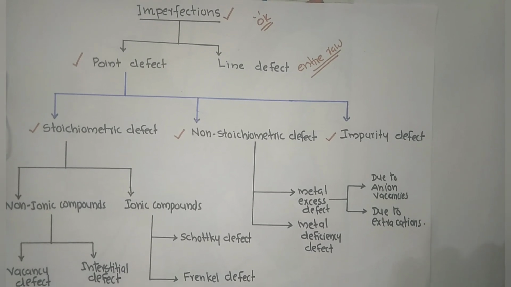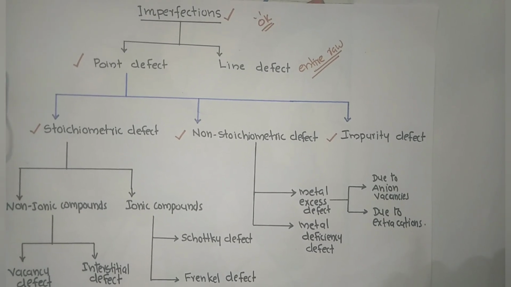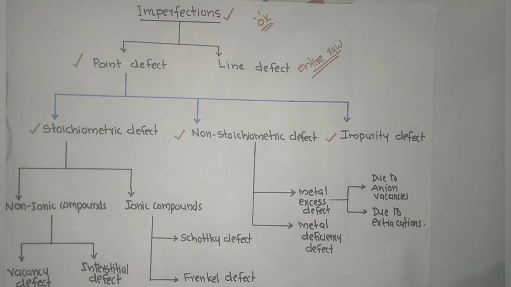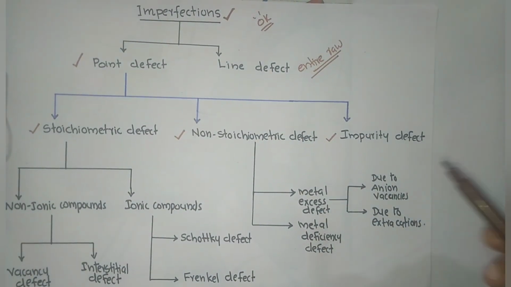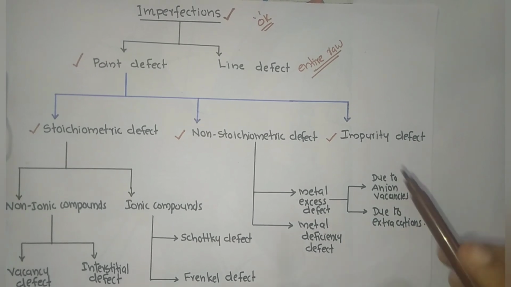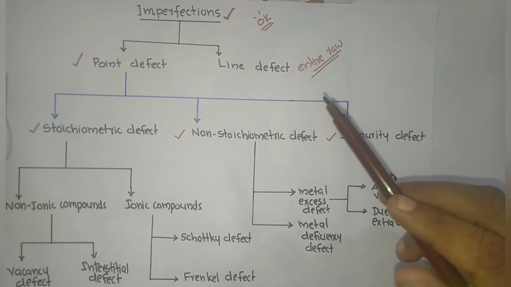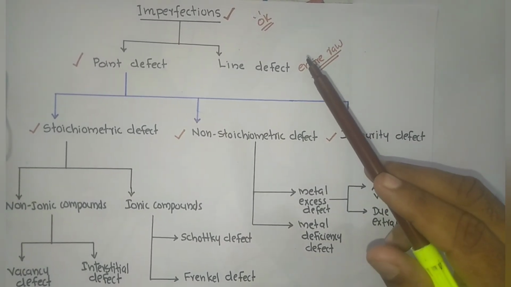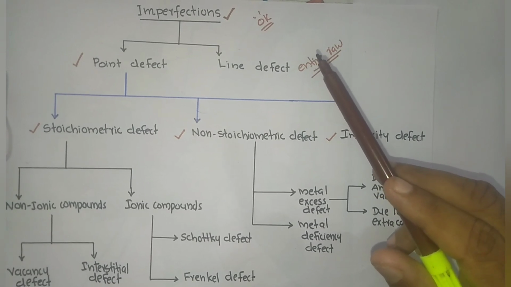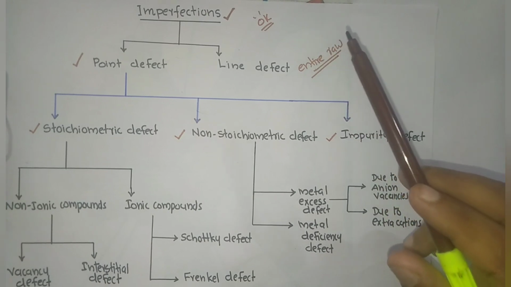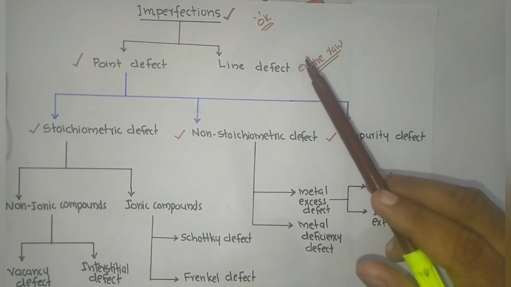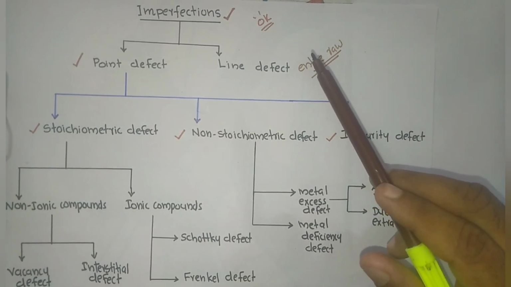Today we are going to discuss imperfections in solids, or crystal defects. Imperfections means not perfect. That is, the deviations from the regular ordered arrangement of particles. Deviations from the regular orderly arrangement of particles of a solid is termed imperfection or crystal defects.